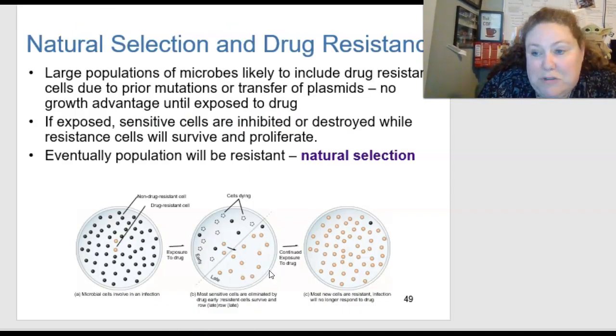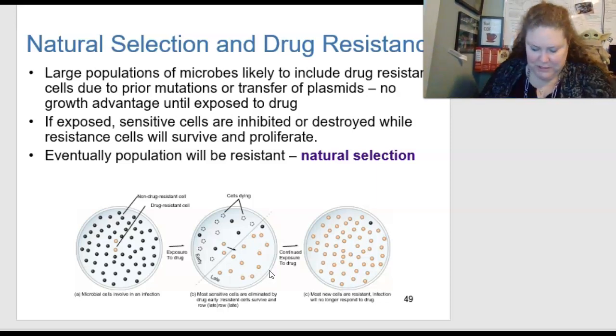So what about natural selection? Okay, what happens naturally? So large populations of microbes likely include drug-resistant cells due to prior mutations or the transfers of plasmids. And there's no growth advantage until it is exposed to the drug. And then if it is exposed, then the sensitive cells are inhibited or destroyed while resistant cells will survive and therefore be left to replicate, otherwise known as proliferate. Proliferation is just cell growth. And so then eventually the population is going to be resistant, and this is from natural selection.